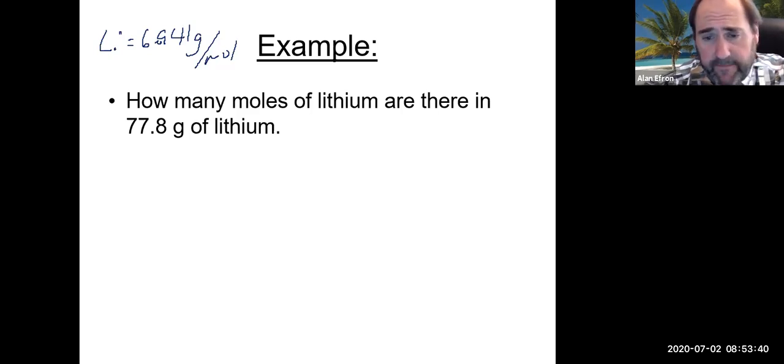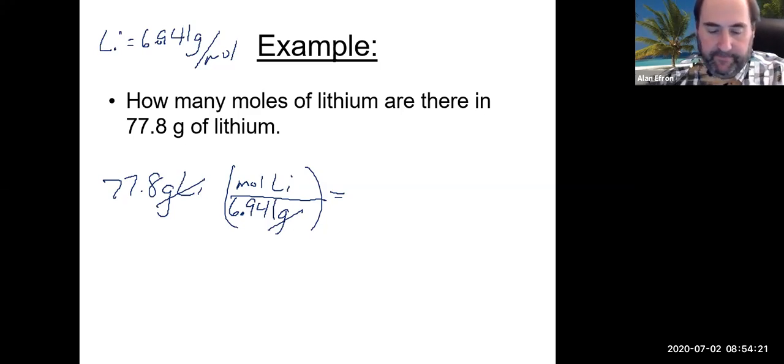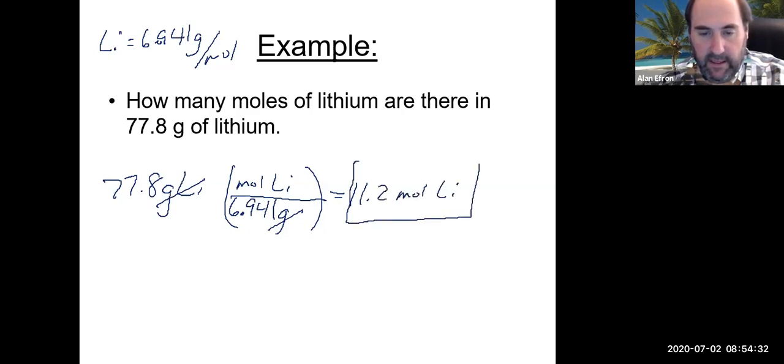Okay, so here, same idea. We're looking for moles, and we're starting with grams. Again, no mention of atoms, no mention of molecules, so we don't need Avogadro's number. We want to use our molar mass as our conversion factor. So here we're going to start with the 77.8 grams of lithium. Grams are on the top, so we want to use this in the reverse fashion and put our grams on the bottom so that they cancel, which is essentially dividing by it. The grams cancel each other out, and what we're left with is moles of lithium in this particular case.